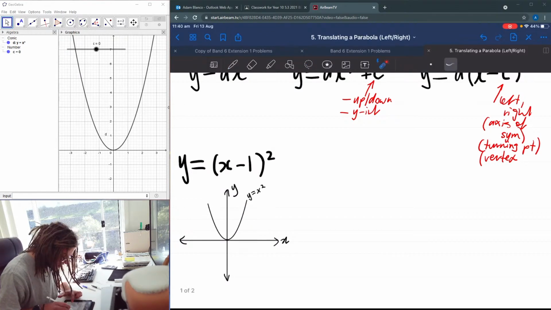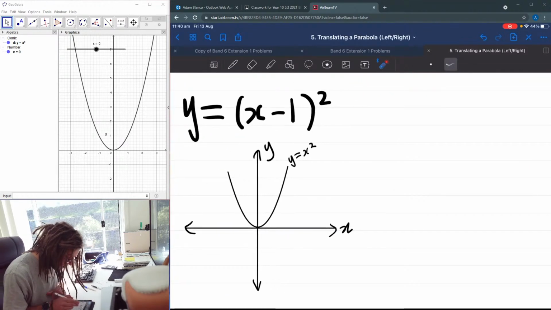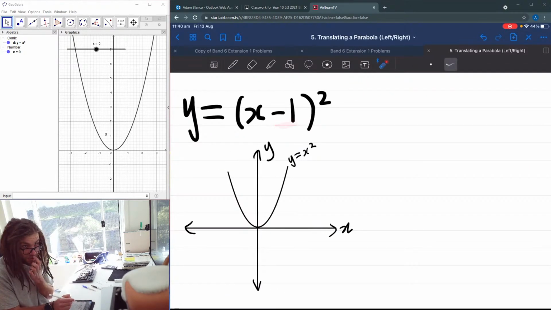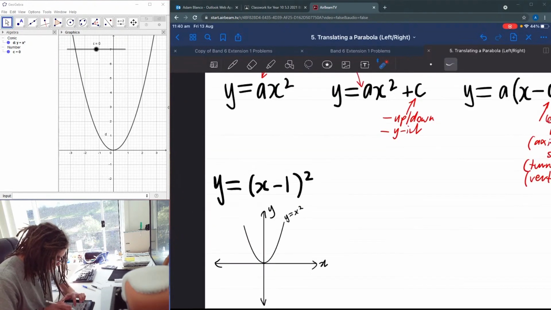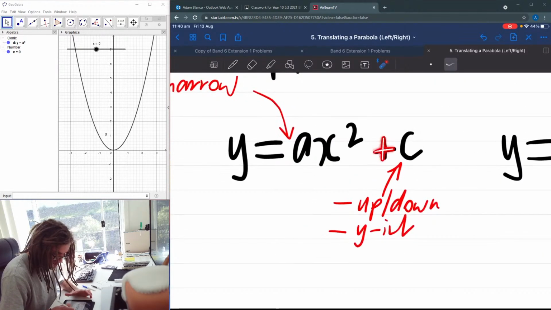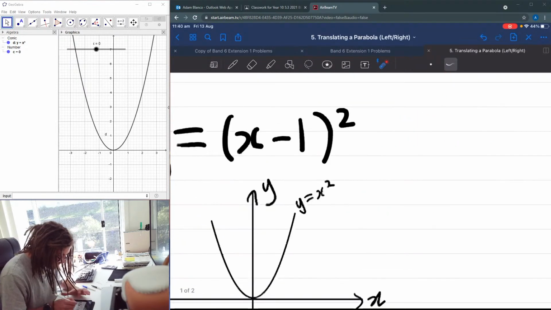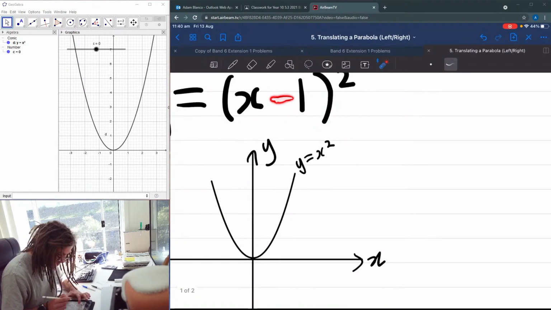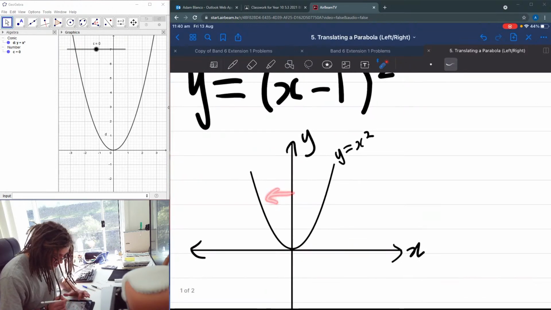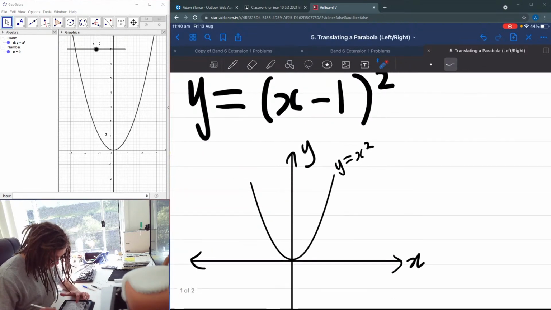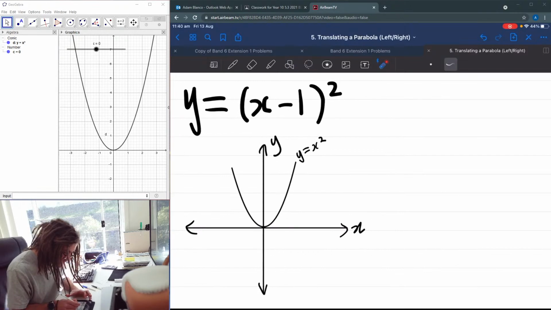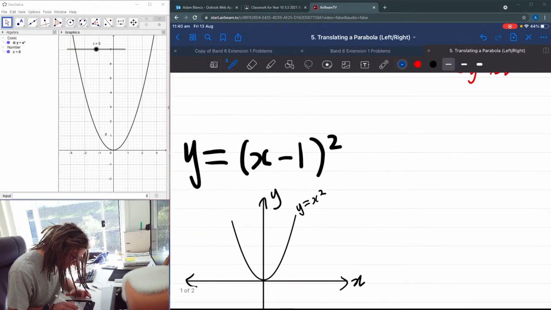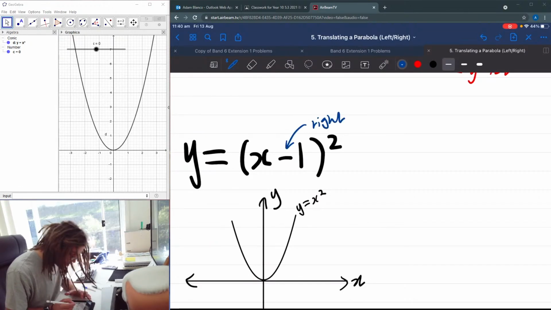Now, this minus 1 is going to be a little bit confusing, because when we had a plus 1 before, it went up in the positive direction. Now I've got a minus 1. You might think this is actually going to go in the negative direction. Wrong, that's not correct. When it's a minus, it actually moves it to the right. That might be a little bit confusing. So that means I go to the right by 1.